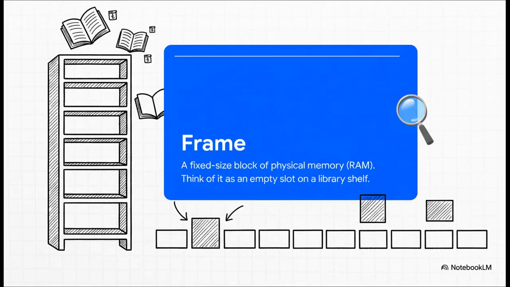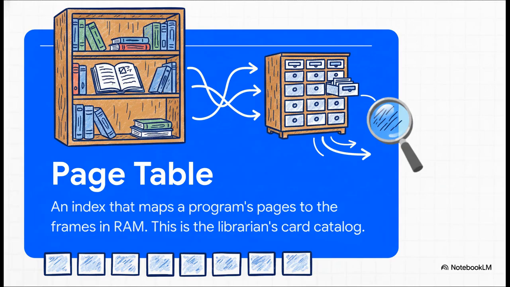Now, on the other side, you've got your physical RAM. It's also divided up into slots of the exact same size. These are called frames. And just like our analogy, you can think of them as the empty slots on the library shelves, perfectly sized to hold exactly one chapter. Okay, so how does the computer know which chapter is sitting on which shelf? It uses something called a page table. This is basically the system's card catalog. It's a big index that keeps track of exactly which program page is currently sitting in which memory frame.